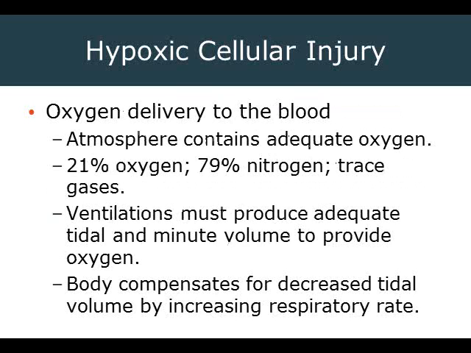The atmosphere contains adequate oxygen for us, roughly 21% oxygen, 79% nitrogen, and trace gases, minuscule amounts of other gases, which include CO2, neon, freon, and we can keep going. CO2, methane. I mean, lots of different gases that float around out in our environment.